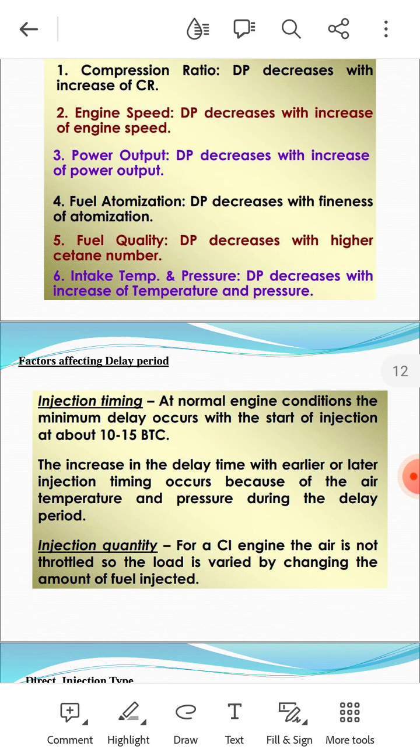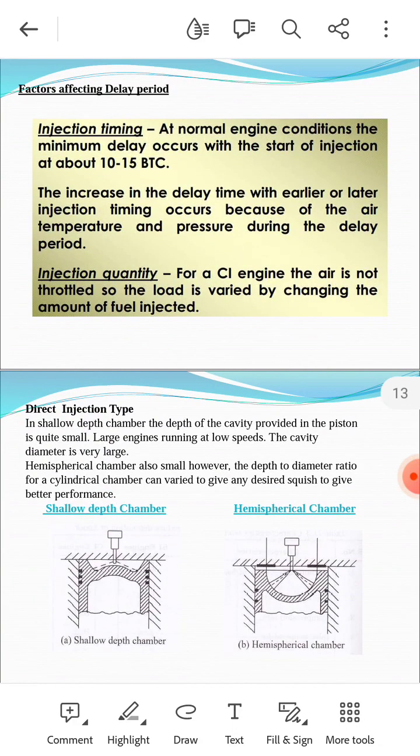Injection quantity. For a CI engine, the air is not throttled, so the load is varied by changing the amount of fuel injected. The direct injection type, the indirect injection type.